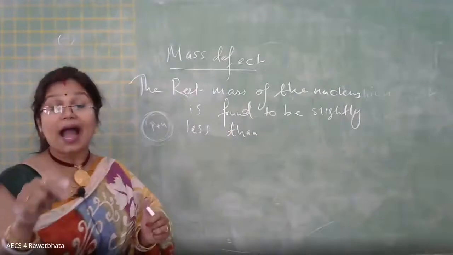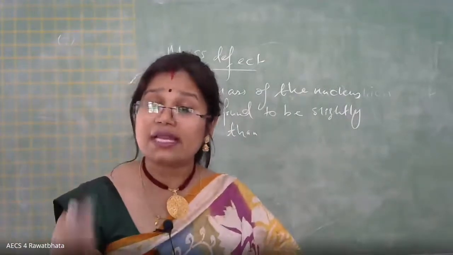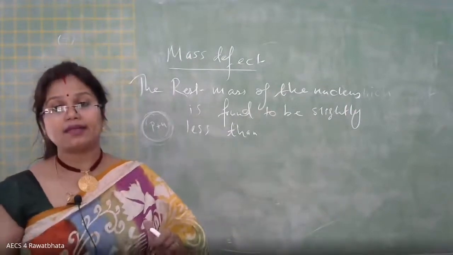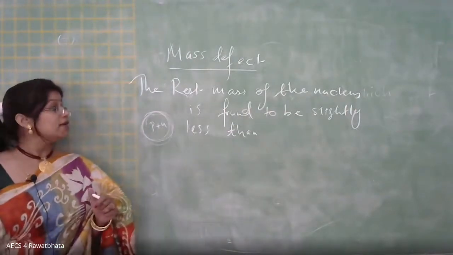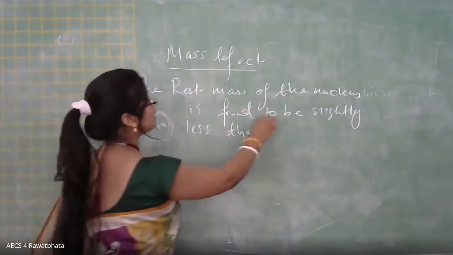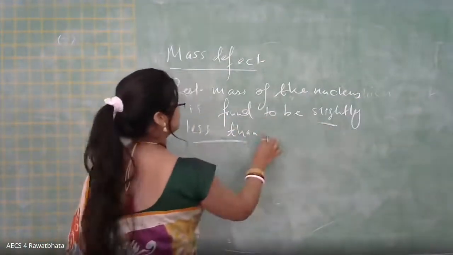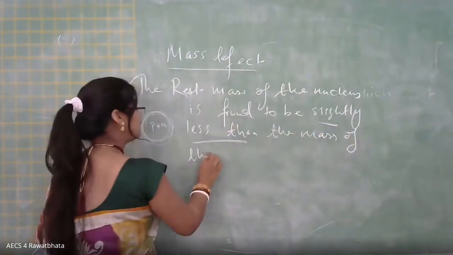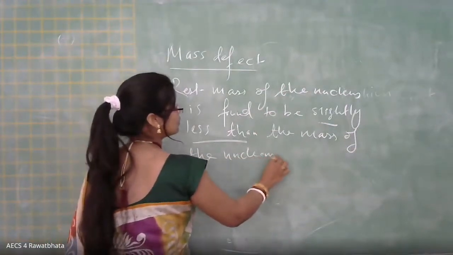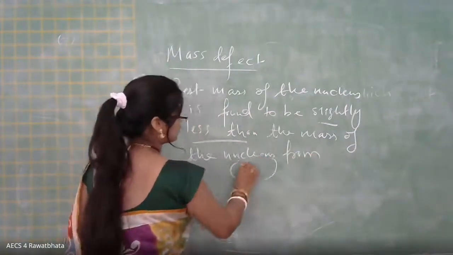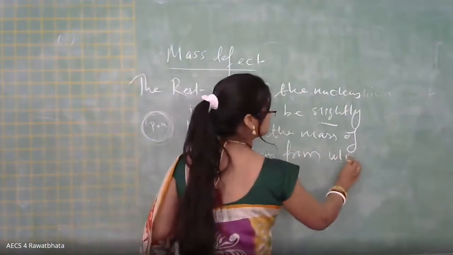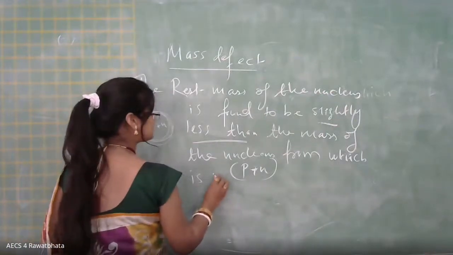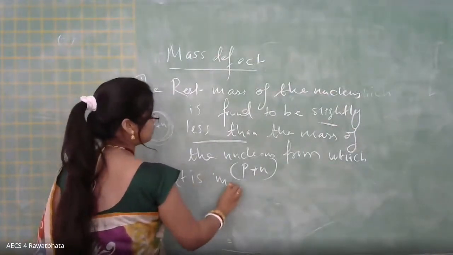But again, I told you slightly less, then also why is the quantity of energy we are getting very high? Just tell me. Here I told you that the rest mass of the nucleus is found to be slightly less than the mass of the nucleons, meaning protons and neutrons, from which it is made up of.